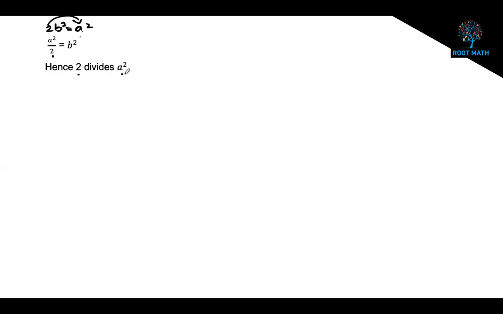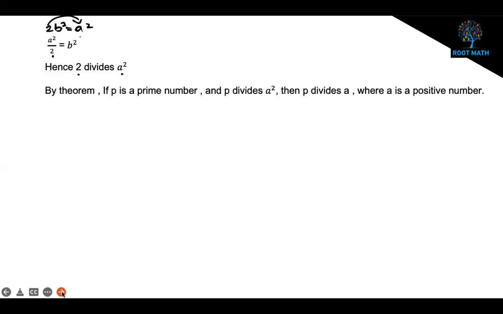Now recall the theorem that we have learned. If a prime number p divides a squared, then p divides a also, where a is a positive number. So using that theorem statement, we are proving that 2 divides a also. Mark it as equation number 1, and then we go to the second part of the proof. Till then, consider it the first part of the proof. Now the second part of the proof is as follows.